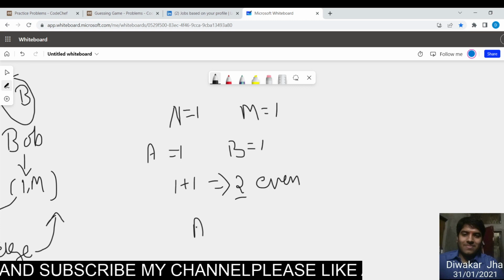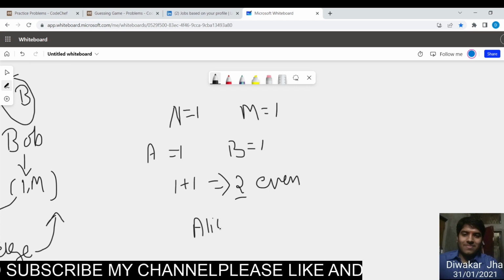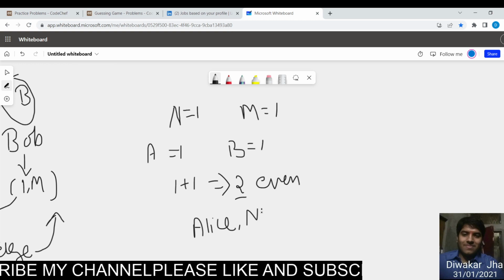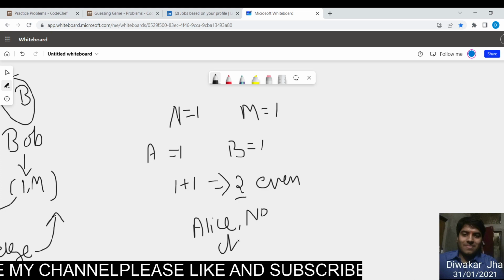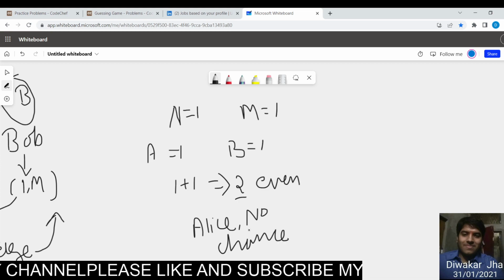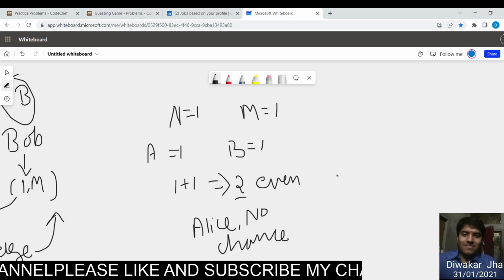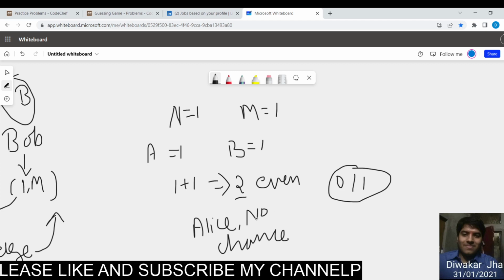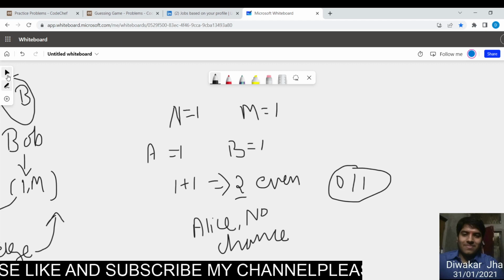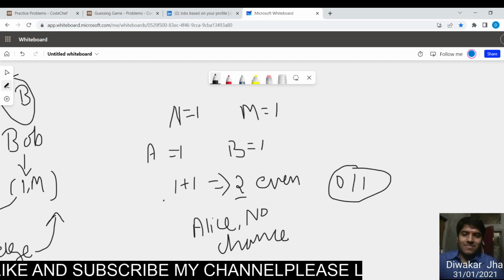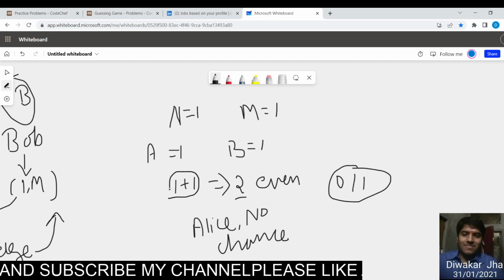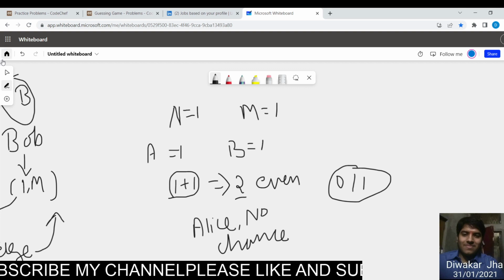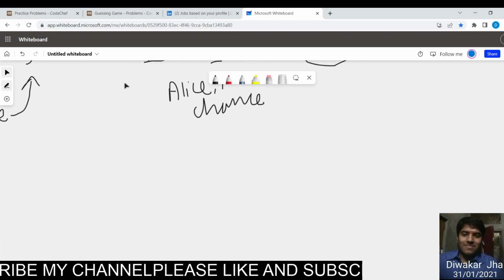So in this case, Alice does not fetch the water. It is impossible, Alice has no chance to get the water. So the probability will be 0 by 1. I hope you all understood this test case. In this case there is only one case, and Bob will go for the water. Now let us discuss another test case.